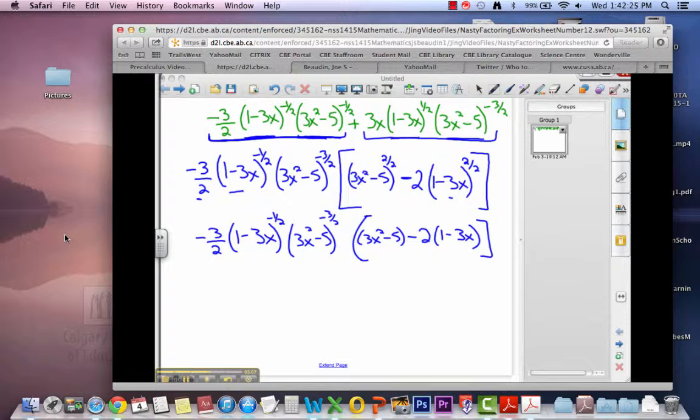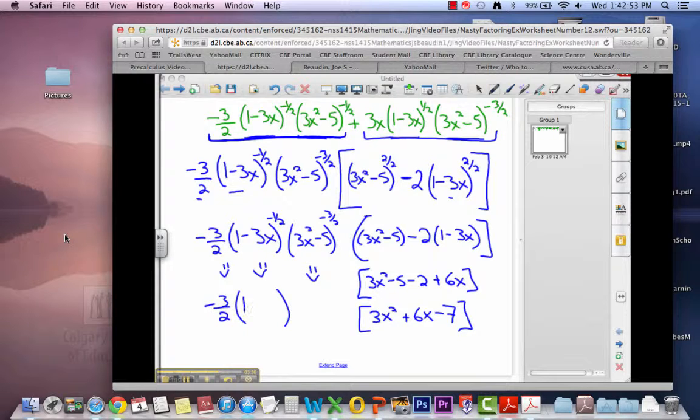Just focusing on that for a second here, I've got 3x squared minus 5 minus 2 plus 6x, which will give me 3x squared plus 6x minus 7. Now, I still have all this stuff from the front coming down, and so, my final answer, I should write all that stuff one more time. 1 minus 3x to negative 1/2, 3x squared minus 5 to negative 3 over 2.